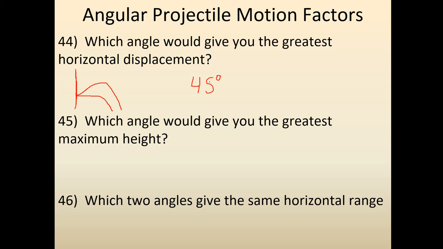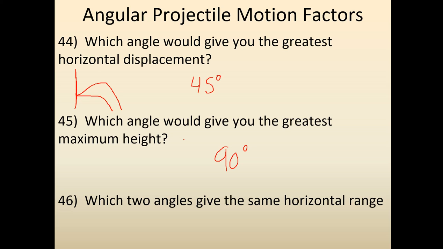45, they want to know the angle that gives you the greatest max height. Again, think about what you would do. If you wanted to try and throw a ball as high up in the air as possible, you're not going to want to throw it at a 45-degree angle. You're going to actually try to throw it directly straight up, which would be a 90-degree angle. So 90 degrees will give you the greatest height that ball can reach.